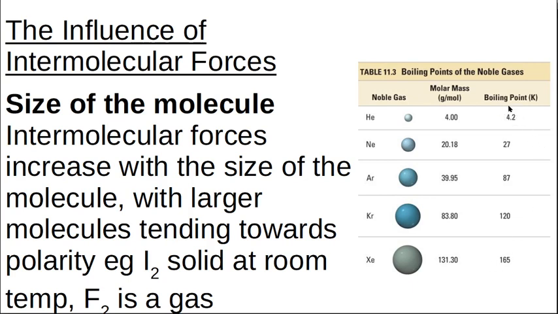So helium boils at 4 Kelvin. Now remember, this is not degrees C, this is Kelvin. So 4 Kelvin is almost absolute zero. Whereas xenon boils at 165 Kelvin, which is still not anywhere near room temperature. You really have to cool something a lot to get it down to liquid xenon. But you can clearly see 4, 27, 87, 120, 165. The boiling points are increasing as the size of the molecule increases.